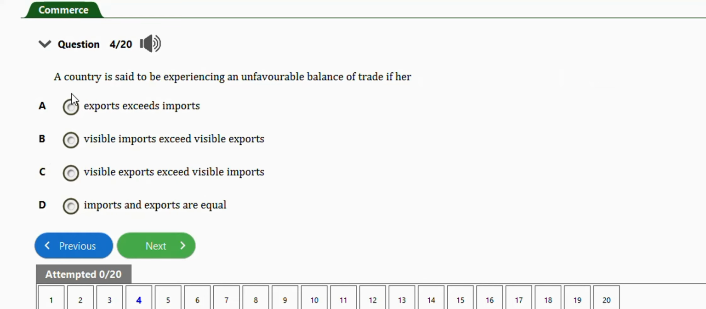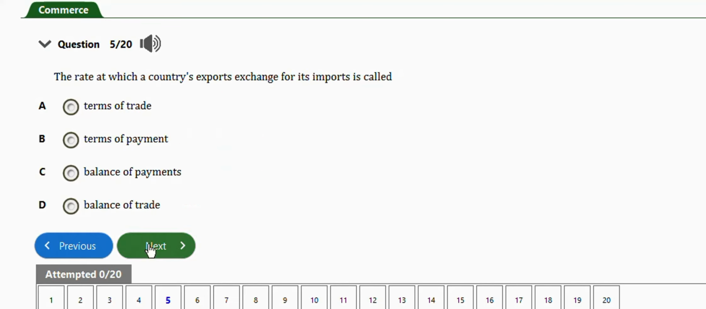Next question, it is when a country is said to be experiencing an unfavorable balance of trade if her export exceed imports. No. Visible import exceed visible export. Visible export exceed visible imports. Imports and exports are equal. So the right answer to this question is option C, when visible imports exceed visible exports.